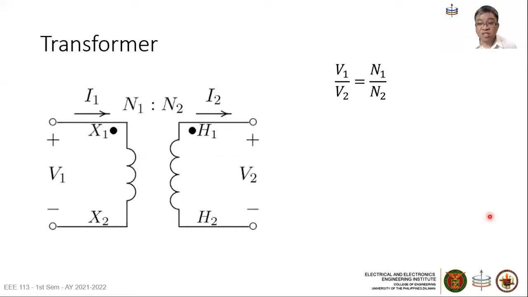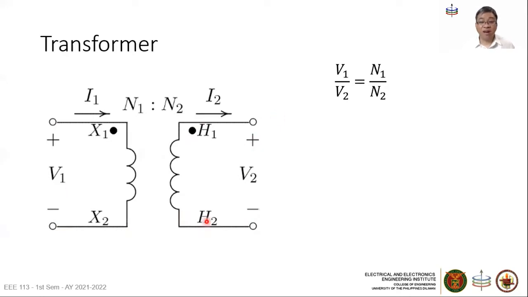A symbol for the transformer with important parameters is shown here on the left. We have winding one with N1 turns and winding two with N2 turns. We have voltage V1 across winding one, current I1 flowing through winding one, voltage V2 across winding two, and I2 flowing through winding two as well.